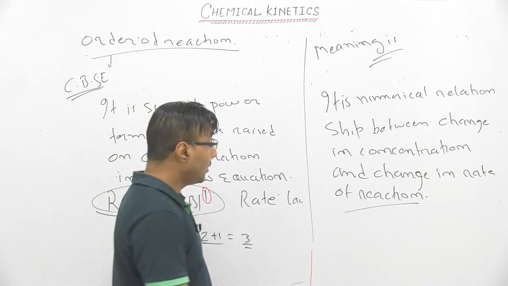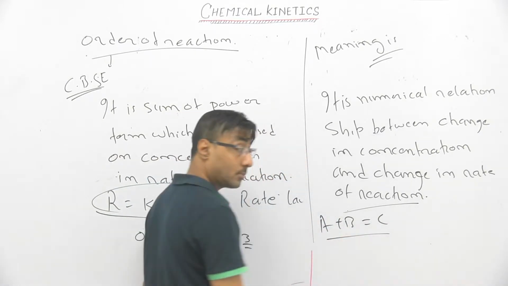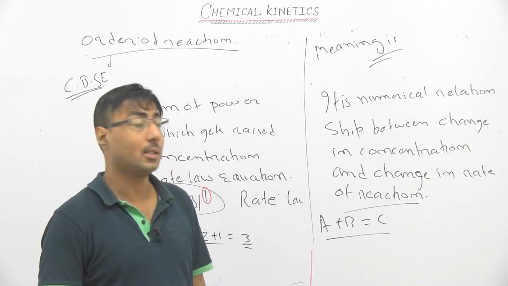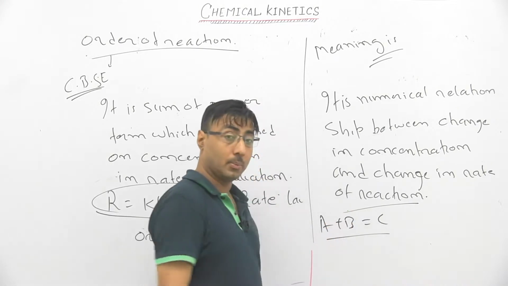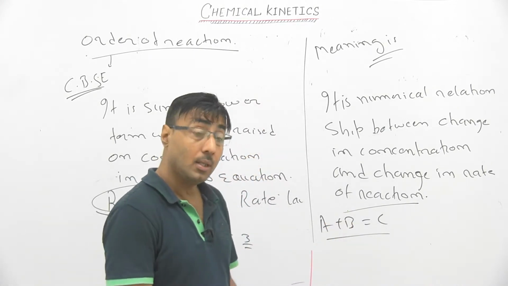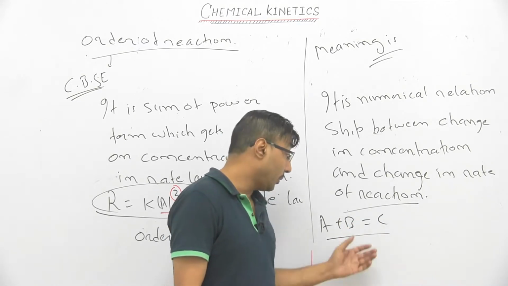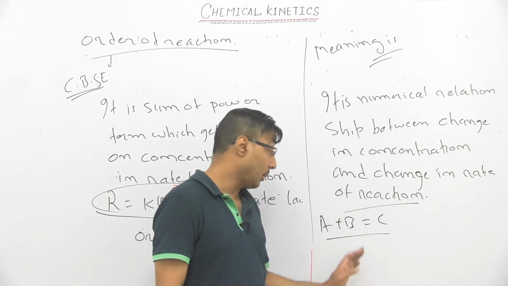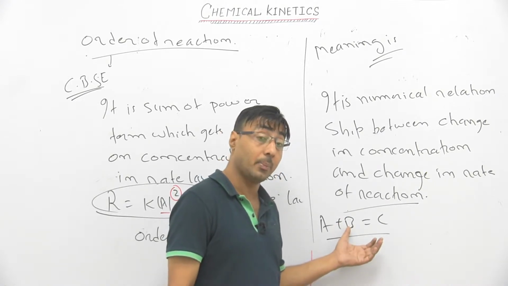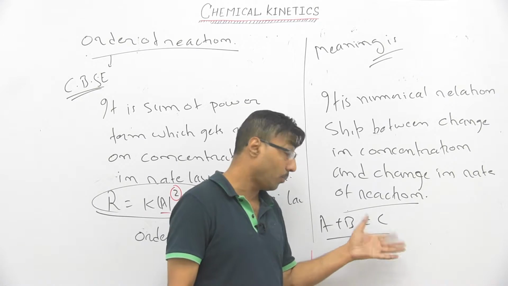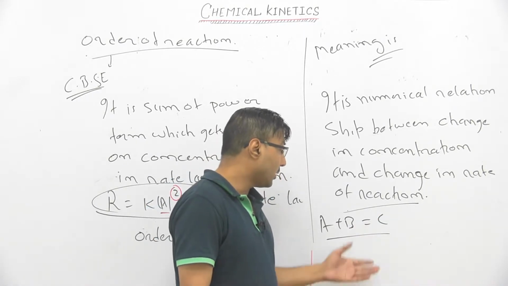So suppose I write a reaction A plus B is equal to C. Then hypothetically there are so many possibilities. Number one, rate equally depends on concentration of A and B. Rate depends only on A. Rate depends only on B. Or maybe in the worst case, rate doesn't depend on the concentration of A or B, which is known as a zero order reaction.